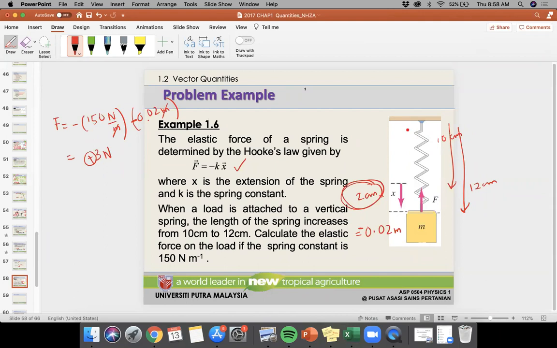Any questions before we end our class? No? So everyone is okay with this example? Doctor, can you explain again about using negative and positive?